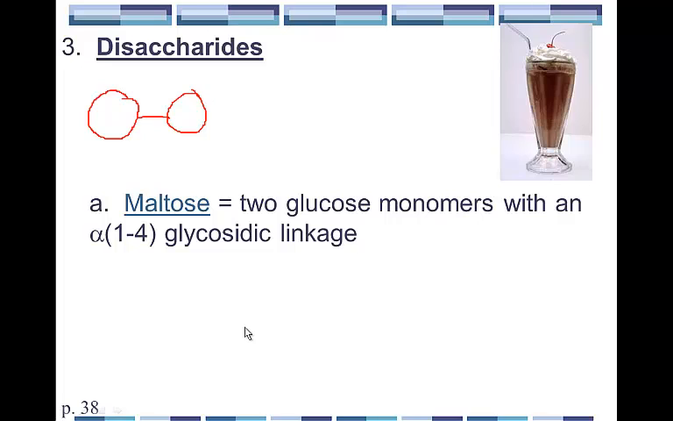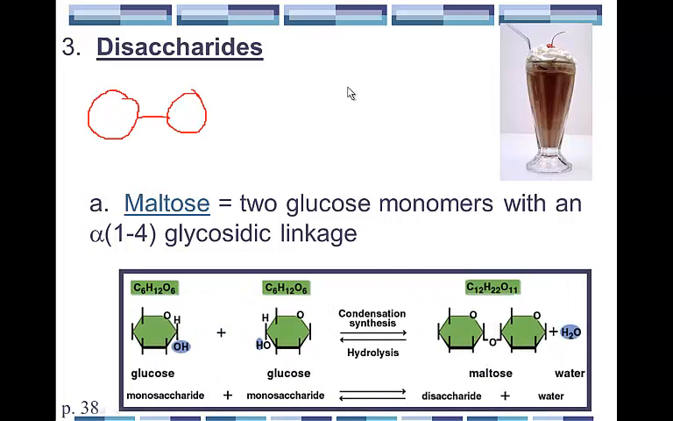Maltose, you may be familiar with, is the type of sugar commonly found in, you can see here, a malt beverage, whereas a shake has a different kind of sugar in it. Malted beverages like beers often use maltose as their sugar in the brewing, as well as malted milk balls. Lots of different malt-based products use maltose as their sugar. And maltose is really nothing more than two glucose monomers connected together with what is called an alpha-1,4 glycosidic linkage.